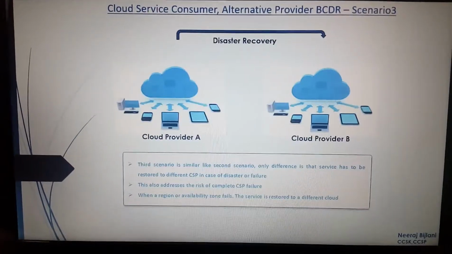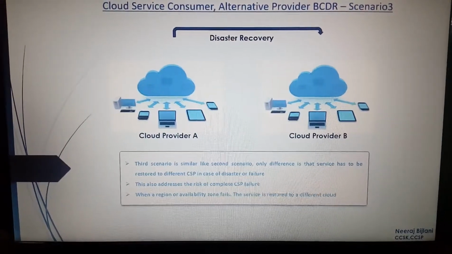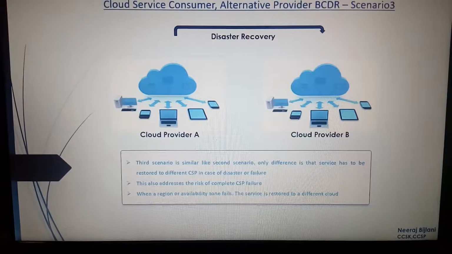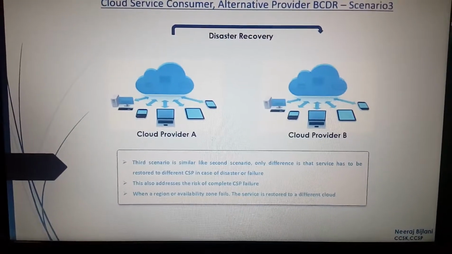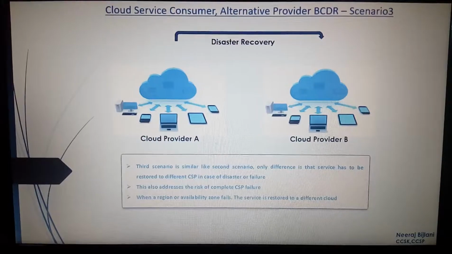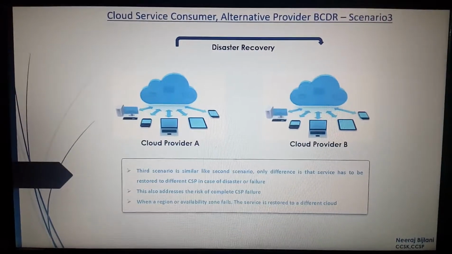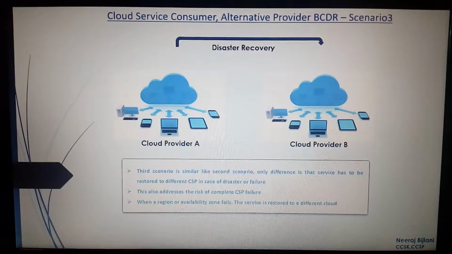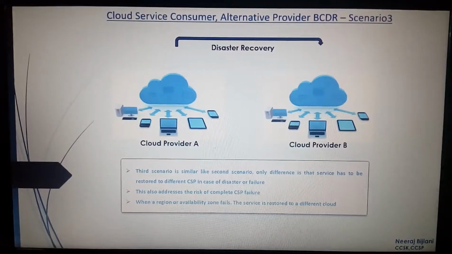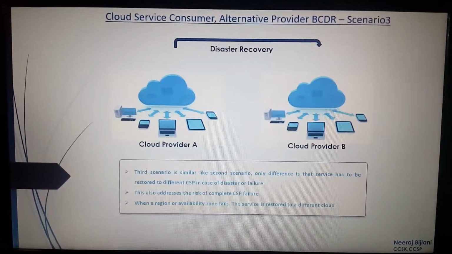Now move on to the third scenario, where the customer wants to move from cloud provider A to cloud provider B. In this case, all the regions or availability zones will be transferred to cloud provider B in the case of a disaster at cloud provider A. If cloud provider A is completely down, with servers, applications and computers all down, or maybe cloud provider A is bankrupt, then the organization can connect to cloud provider B with all the services in the case of disaster recovery, and run the business as usual.